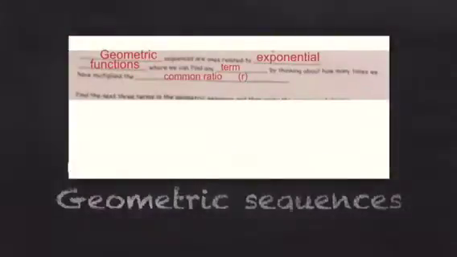So this type of sequence, where we are multiplying, is called geometric. I apologize that this was a little blurry, but you have it on your paper. Fill in the blanks. Geometric sequences are ones related to exponential functions, where we can find any term by thinking about how many times we have multiplied the common ratio. In other words, the R value that we talked about the other day. Pause if you need to copy this.